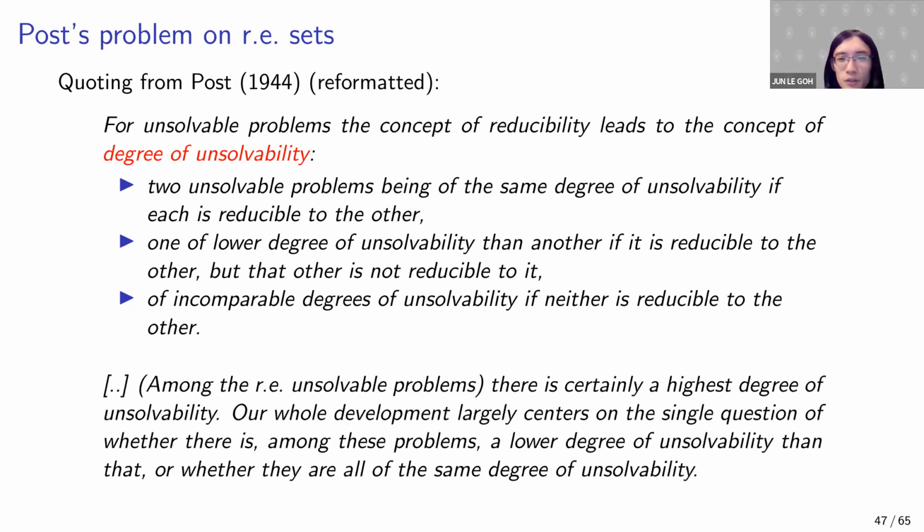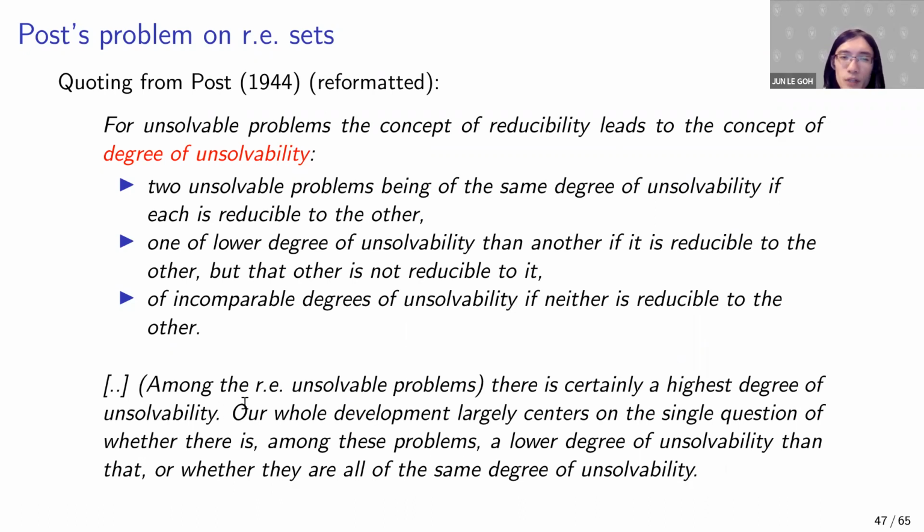And so Post was interested in the following. Among these unsolvable problems, these RE unsolvable problems, which include HTP and K and so on, there is certainly a highest degree of unsolvability. This is given by the halting problem. This is what I mentioned just now, right? The halting problem is the most complicated RE set. Every RE set reduces to it. So it is maximally complicated.